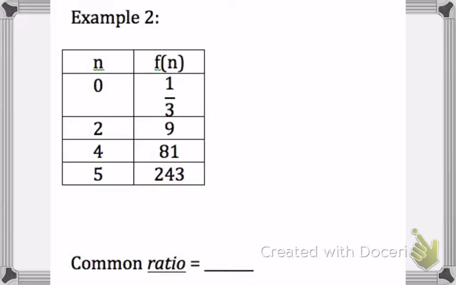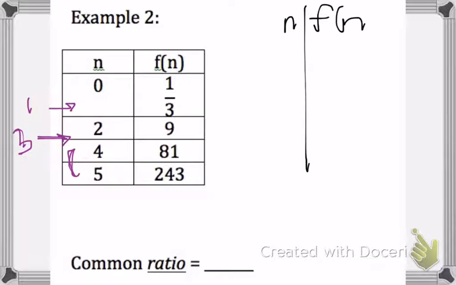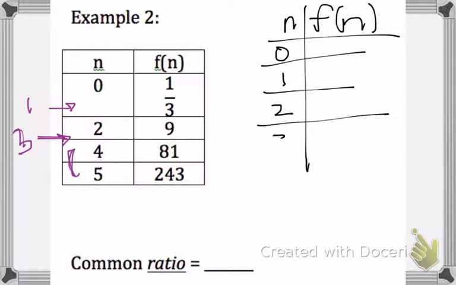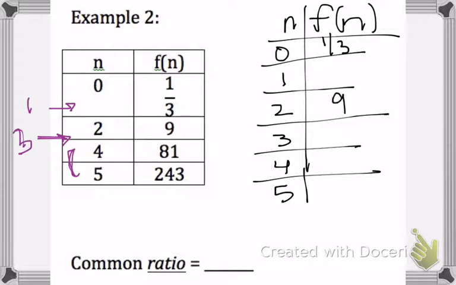Okay, next table. So here, looks like we're missing some terms. So let's look. Right here, we need a 1. Right here, we need a 3. And then we have a 4 or 5 here that goes in order. So let's go ahead and add some space in our table, just in case it's helpful: 0, 1, 2, 3, 4, and 5. So we had the 1/3, and we had a 9, and an 81, and a 243.